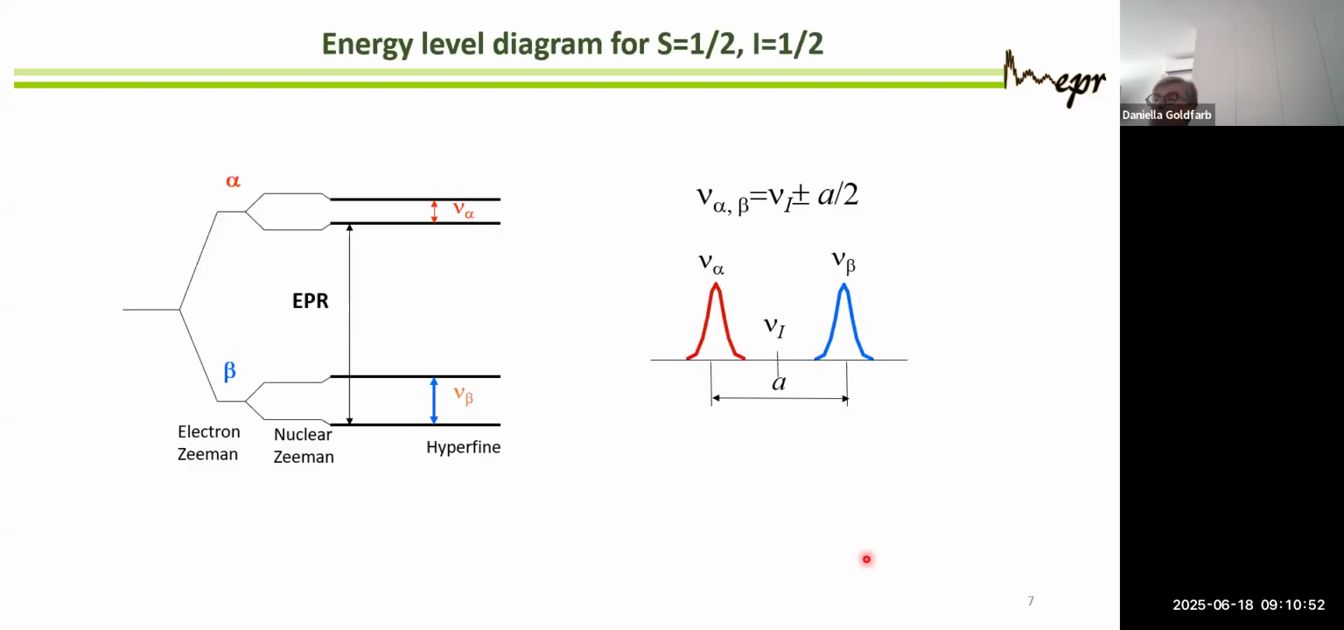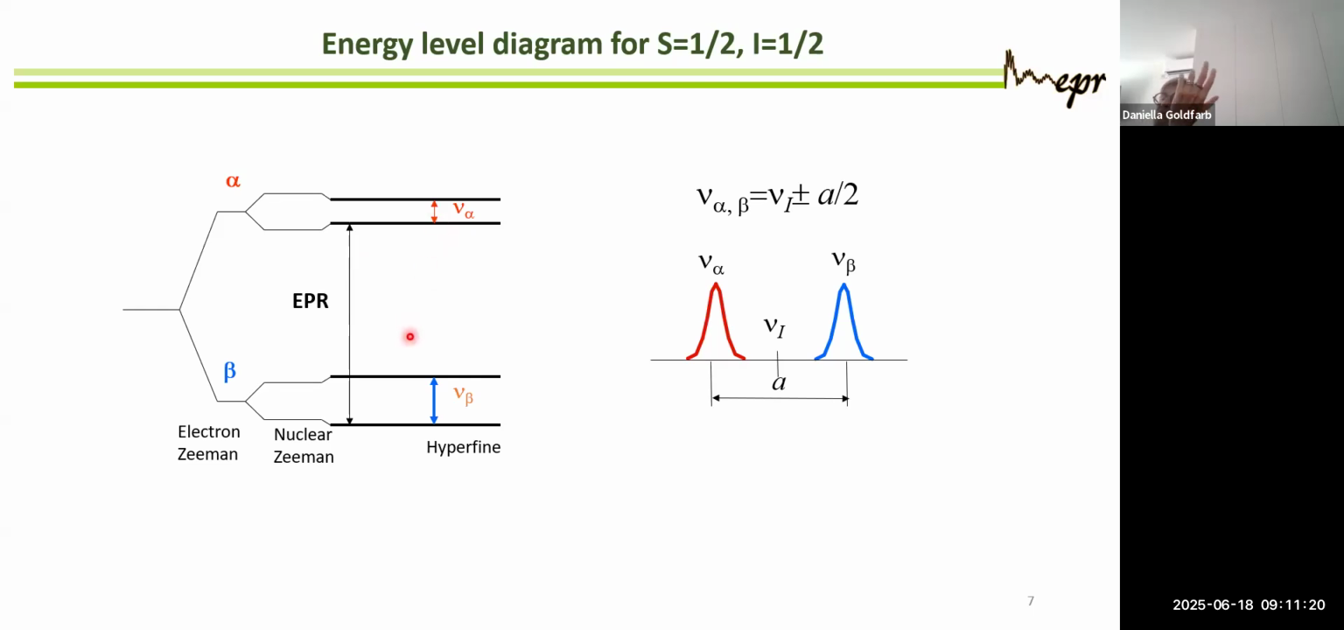So just to give you some introduction about ENDOR. You have 1 electron coupled to 1 nucleus, so you have a 4 energy level diagram. Here is an EPR transition, and there's another EPR transition here. And we have 2 NMR transitions, nu alpha, nu beta. And what we measure in ENDOR is really these NMR frequencies.